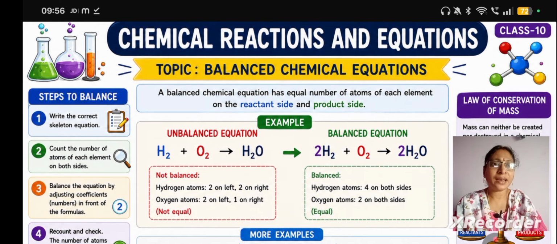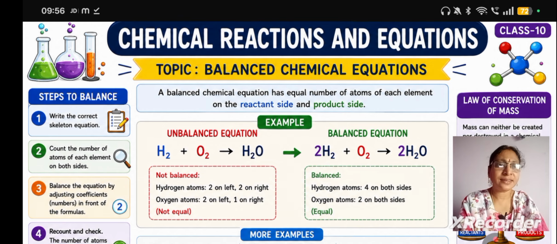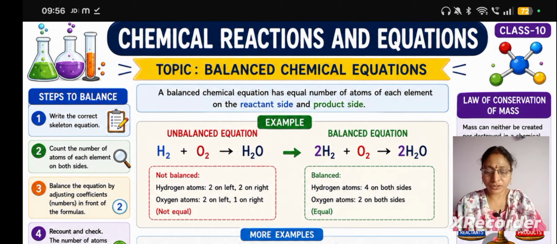Now we have to balance the equation. Here we have to look at the green letters. That means 2H2 plus O2 gives 2H2O. Here on the left hand side hydrogen atoms are 4 and oxygen atoms are 2. On the other side hydrogen atoms are 4 and oxygen atoms are 2. Then this equation is balanced. The number of atoms on the left hand side is equal to the number of atoms on the right hand side. So this is called a balanced equation.